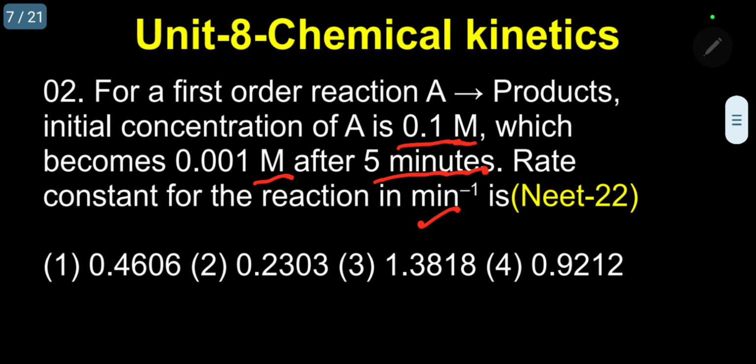Options are 1. 0.4606, 2. 0.2303, 3. 1.3818, 4. 0.9212. The correct answer is 4, 0.9212. How is this correct?